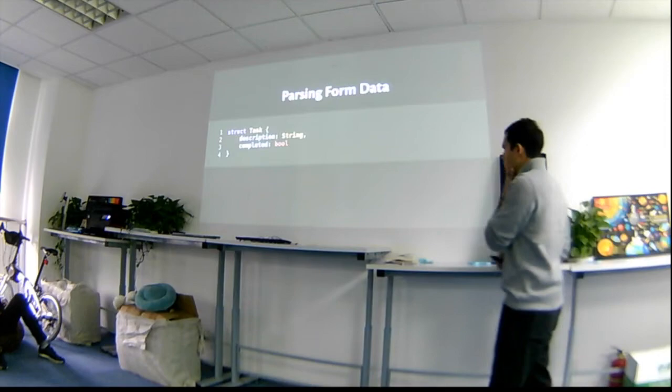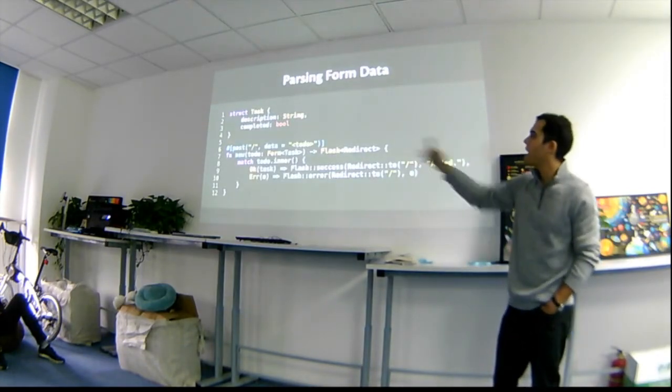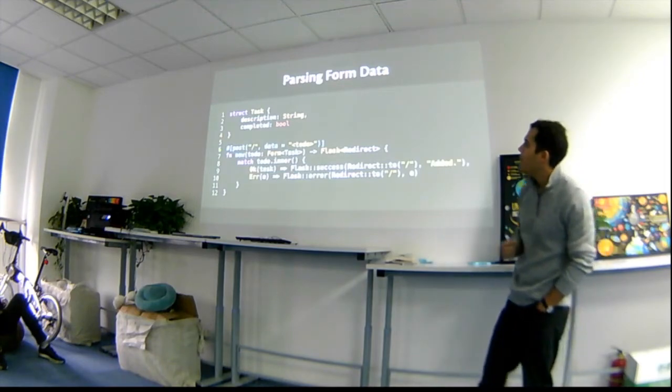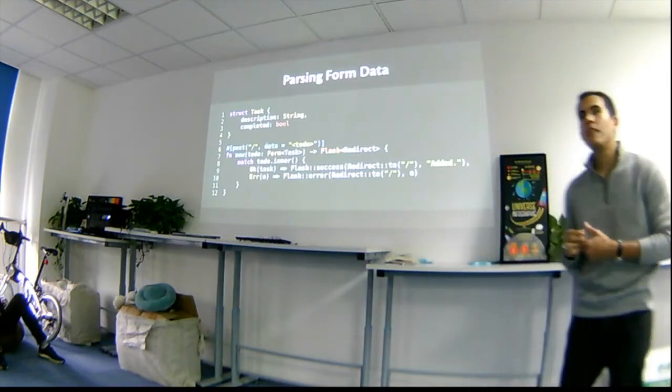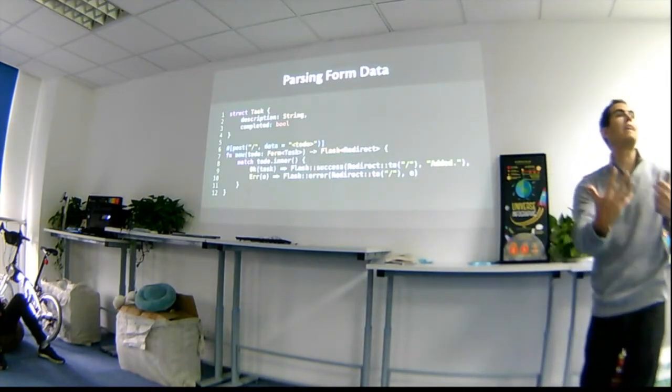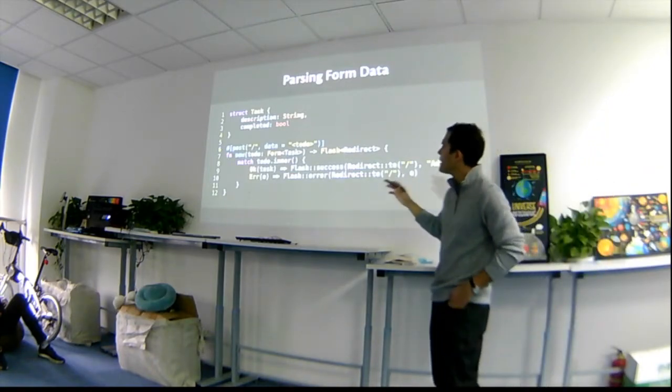Well, we need a handler for that. In this case, we have a post handler, again to the root path. And then we have this data equals, and then another dynamic parameter. Data equals specifies this is going to be my data guard. You can have one data guard per route. So the data guard is going to be named todo.